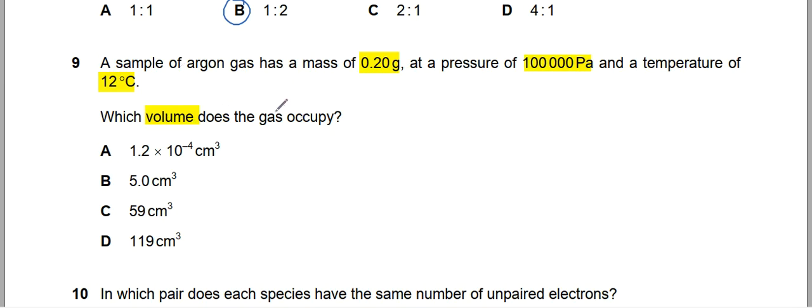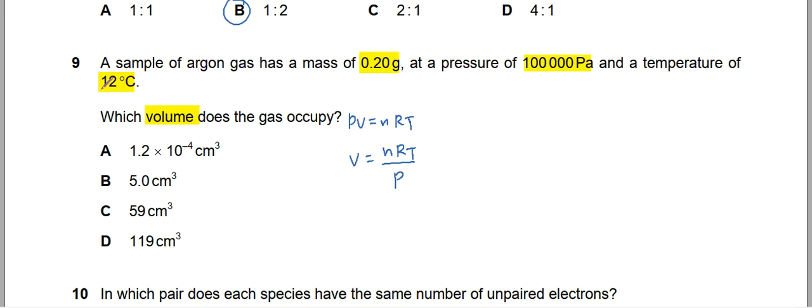So this is related to the ideal gas equation. We know that the ideal gas equation is PV equals nRT. In this case we need the volume here, so we can simply rearrange. So volume equals nRT over P. Now we can input the available information here. But before that we need to make some changes.